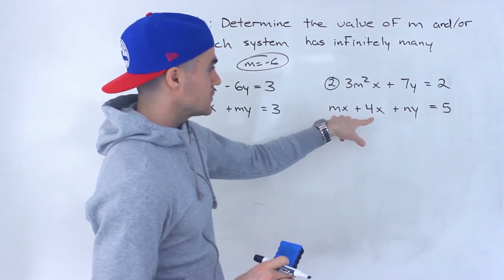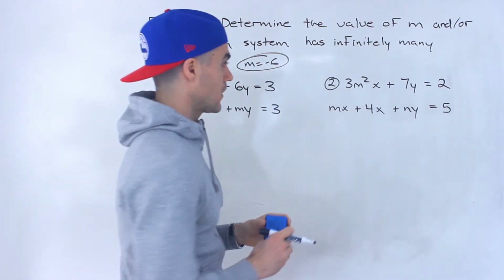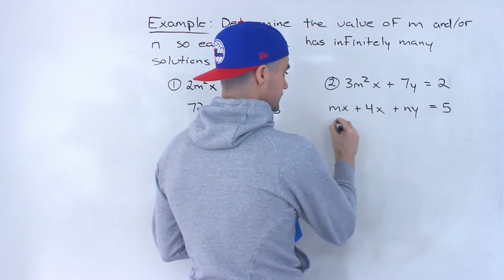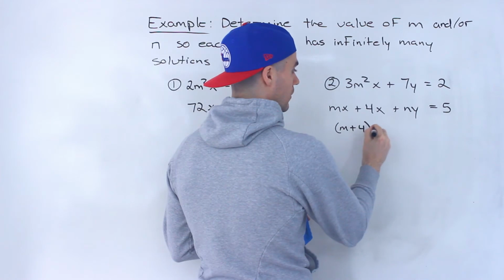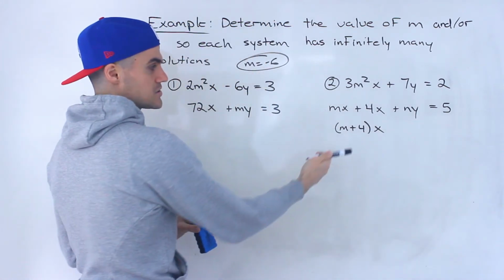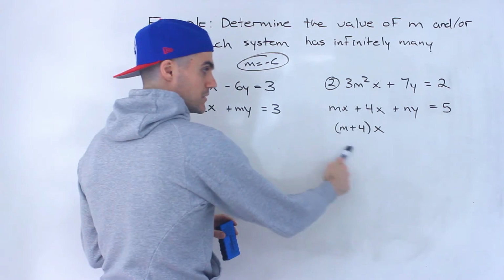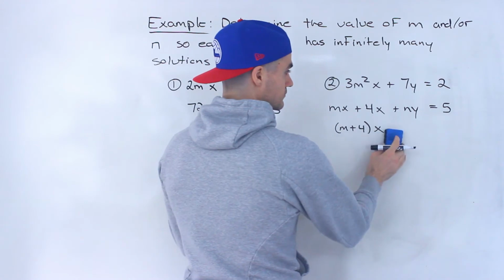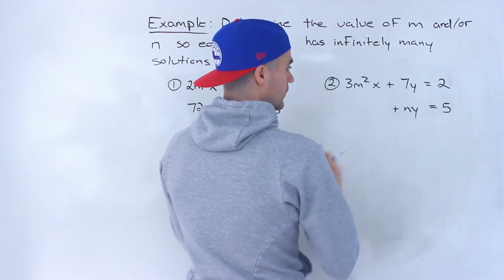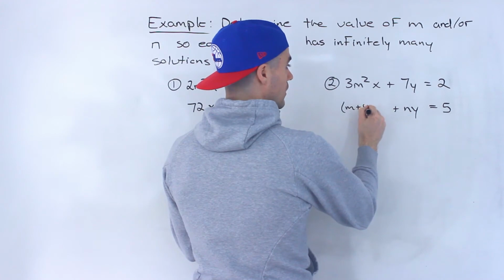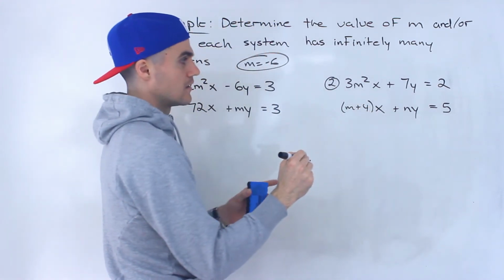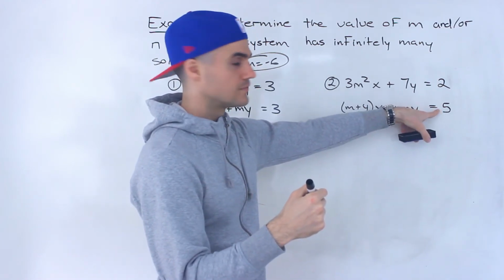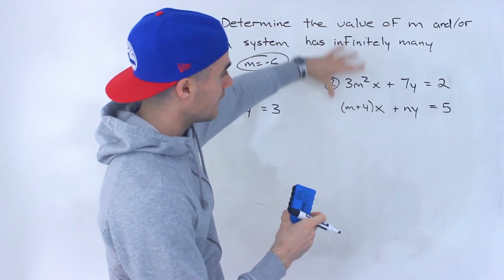So how do we deal with these two x expressions? Well, one thing we could do is factor out the x from both of these and rewrite it as (m plus 4)x, because the m is just going to be a constant, so a constant plus 4 is just going to be another constant in front of x. So instead of writing it like this, we can write it as (m plus 4)x plus ny equals 5. And now notice that they're lined up.